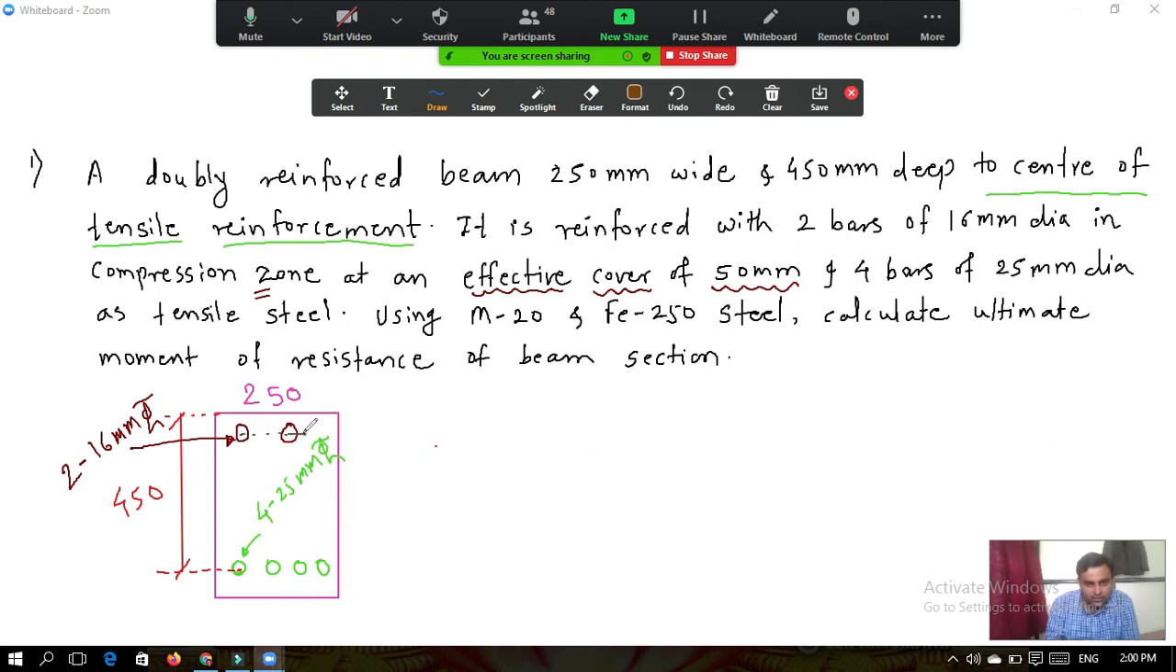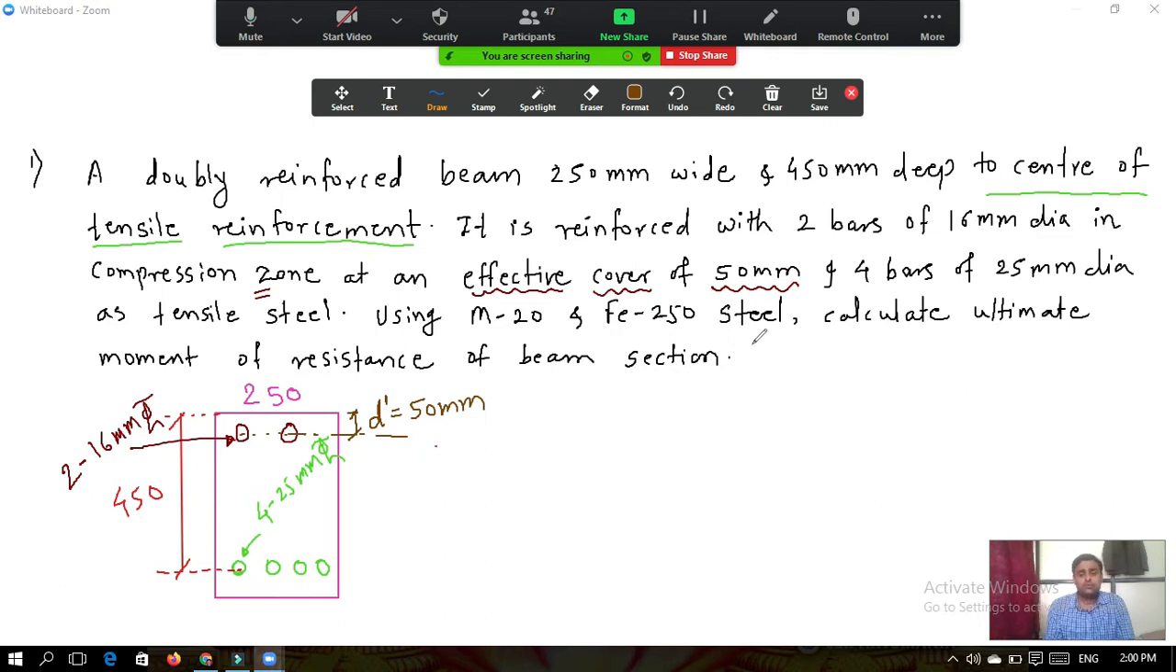So I will extend this line. This is the center line, and from the top, this is your cover. And this value we give the notation d dash, effective cover in compression zone, and this is given to you as 50 mm. The additional information is M20 is the grade of concrete and Fe250 is the grade of steel. So this much information is given to you right now.